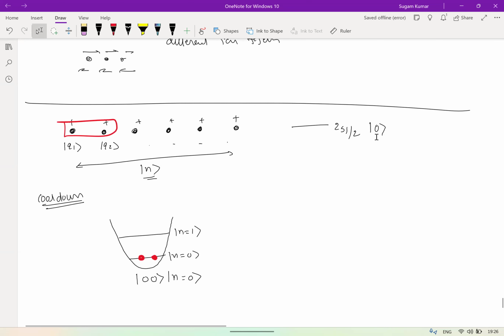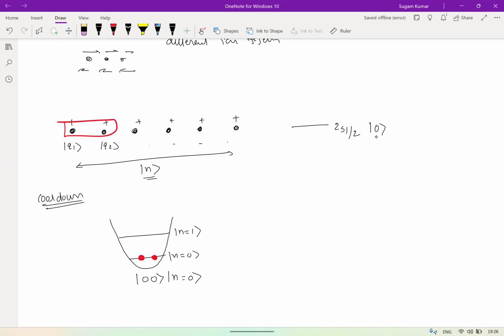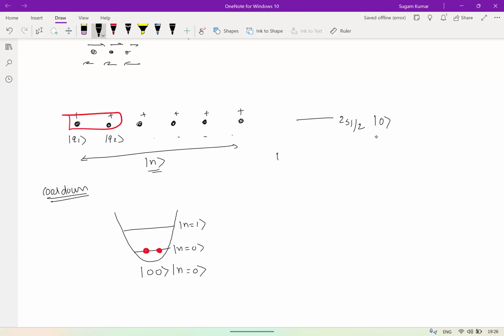Now what I'm going to do here. Let us say that for the qubit transition, the frequency required is omega naught. And for the common or vibrational motion, let us say for the N0 to N1 transition, the frequency required is omega 1.